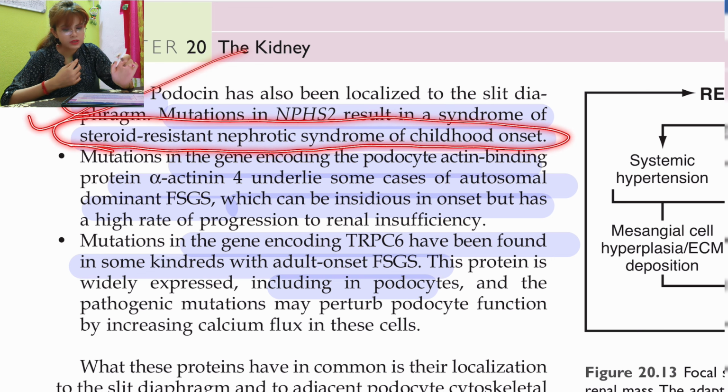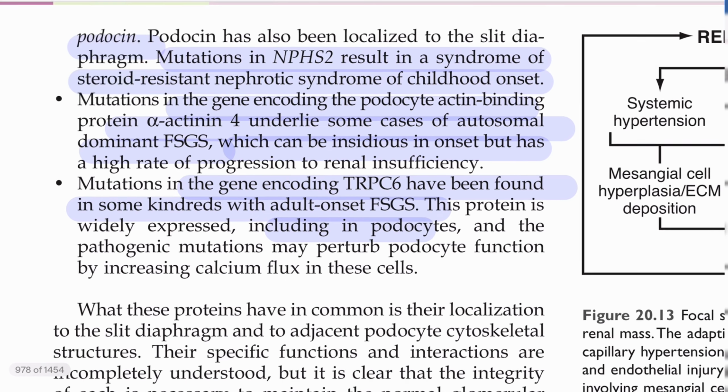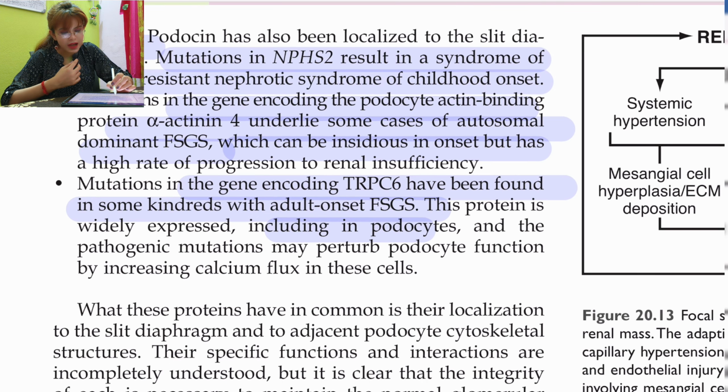So please remember these points. Again, this may be asked somewhere or the other. Some mutations can also be there in TRPC6 in the adult onset FSGS.